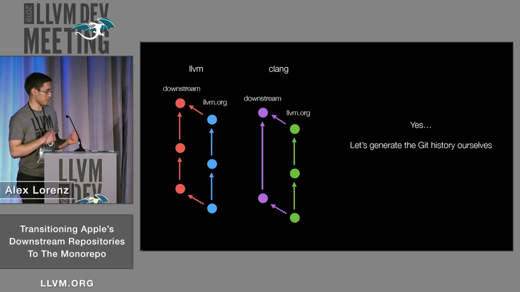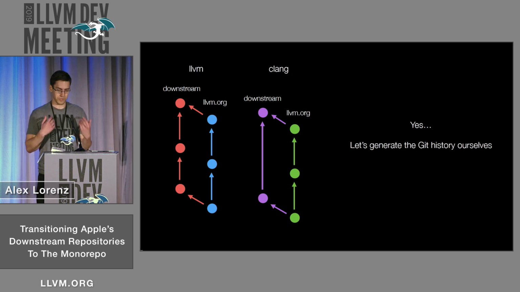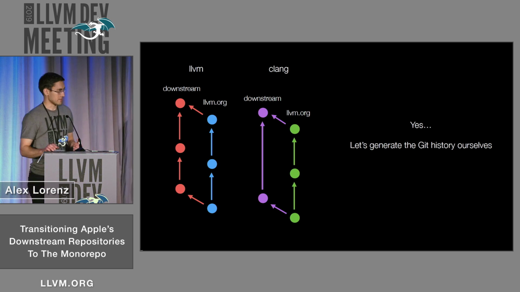On the slide right now, I have 2 downstream repositories. One is an LLVM repository, one is a clang repository, and they contain a Git history graph that has the downstream on the left-hand side, which is merged from upstream on the right-hand side. The Monorepo conversion tool basically takes both of these histories and merges them by interleaving the downstream commits.